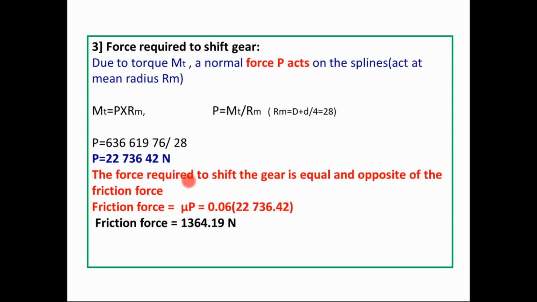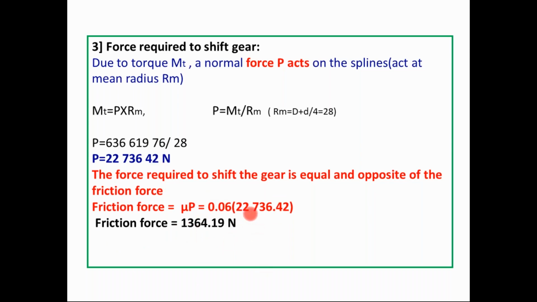Then what we have to do? We have to find out the force required to shift the gear, which is equal and opposite to the friction force. How much is the force required to shift the gear? This is the force required because this is the force which is coming here on this plane. That means an equal force is required to shift the gear. And again, we have to consider the frictional force, and that's why opposite to that we have to find out the frictional force, that is mu into p. So 22.736 kilonewton multiplied by 0.06, you will get friction force is equal to 1364 newton.